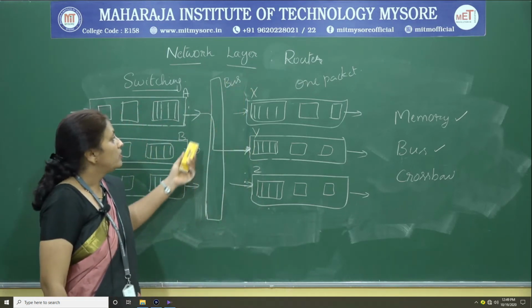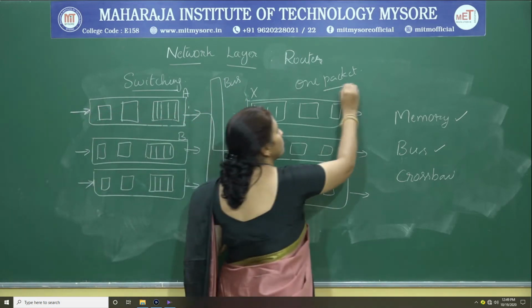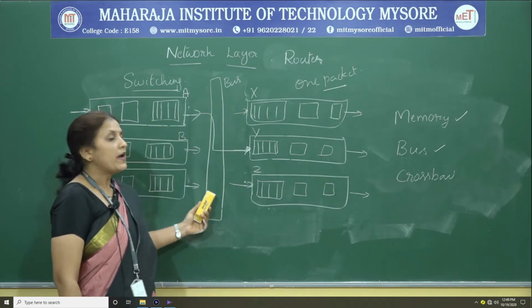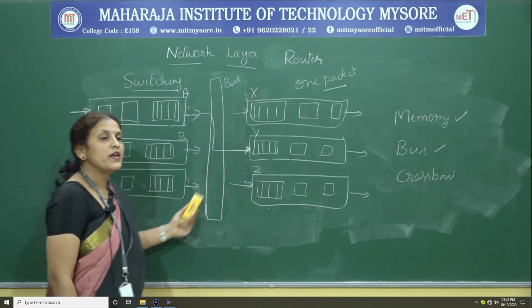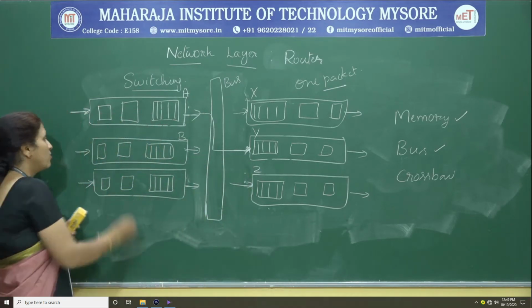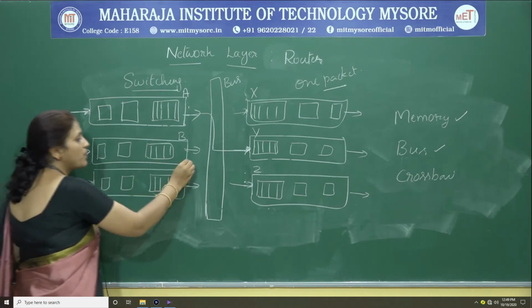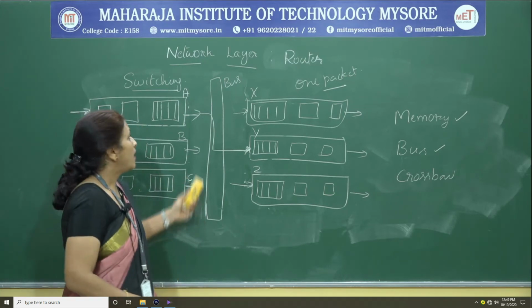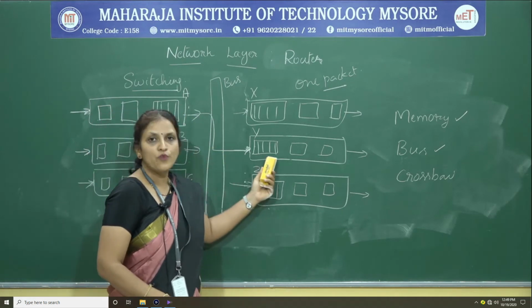Here in this case also we can serve only one packet at a time, because since it is a shared bus, if a packet is already traversing through this bus and we get any more packets from the other input ports, from input port B or input port C, those packets need to wait until the packet from input port A is transmitted to Y.